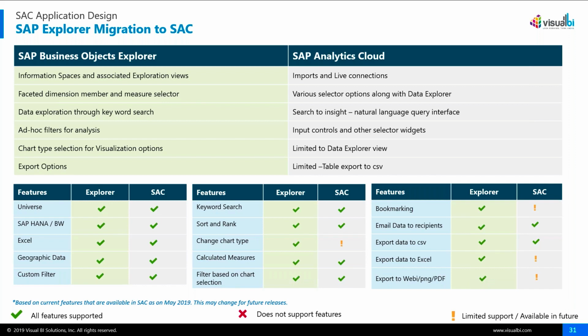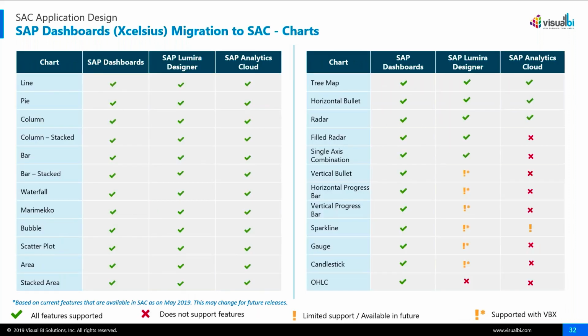And we have a few other feature comparisons with respect to various backend systems and various features. You can look into detail when you actually get the presentation. So moving on to the migration part of it. These are pretty much with respect to SAC App Design, where you can see a lot of features which are available with SAP Lumira Designer, and dashboards can be brought into SAP Analytics Cloud too.